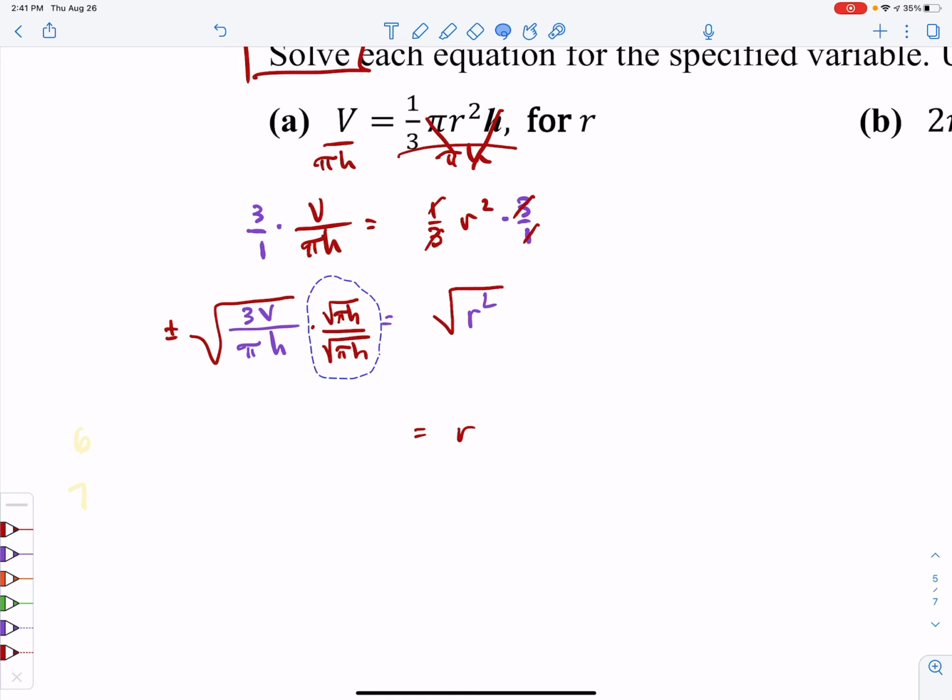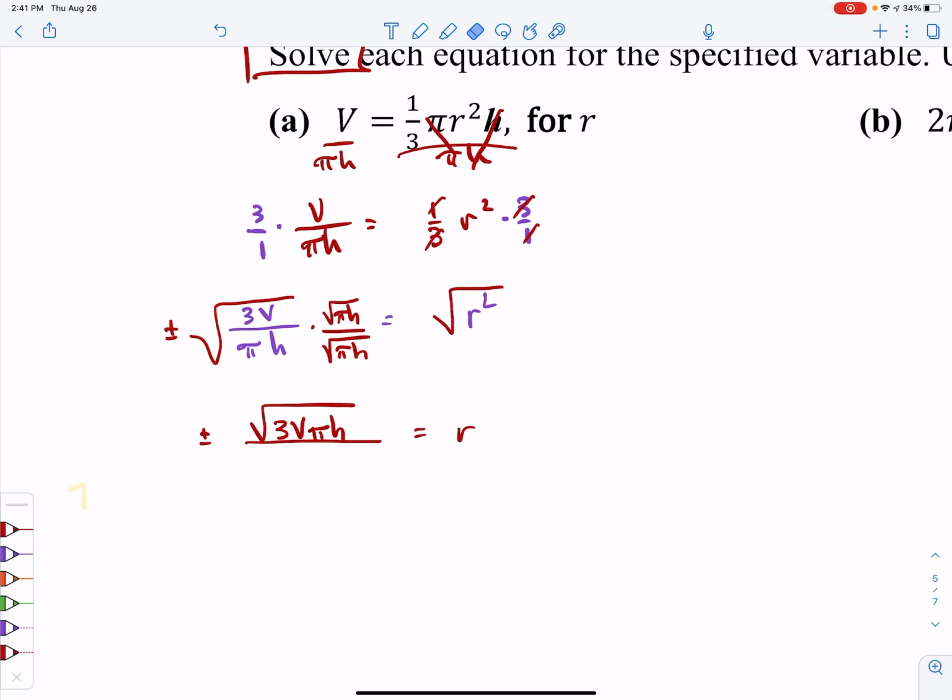So at this point, remember that rule that we had from section 1.3 that said we're allowed to multiply insides times insides? And so that's what we're going to do. Up on top, we're going to multiply insides times insides, and we're going to leave it in the inside. Don't forget your plus minus. And then down on the bottom, square root of pi h times the square root of pi h.